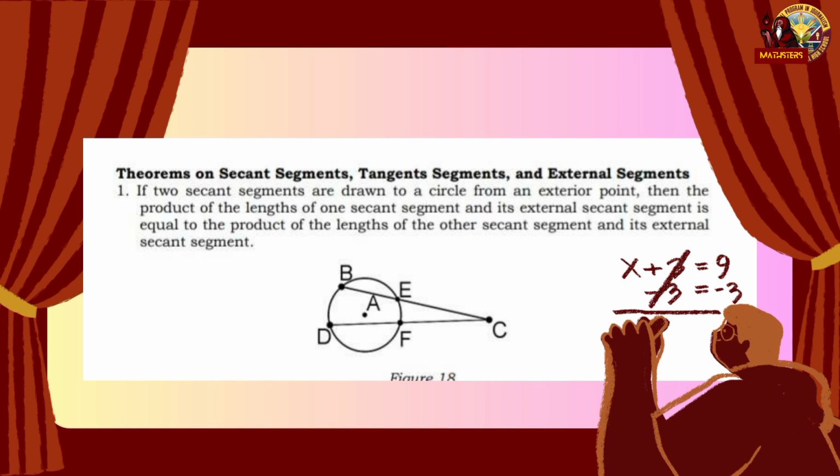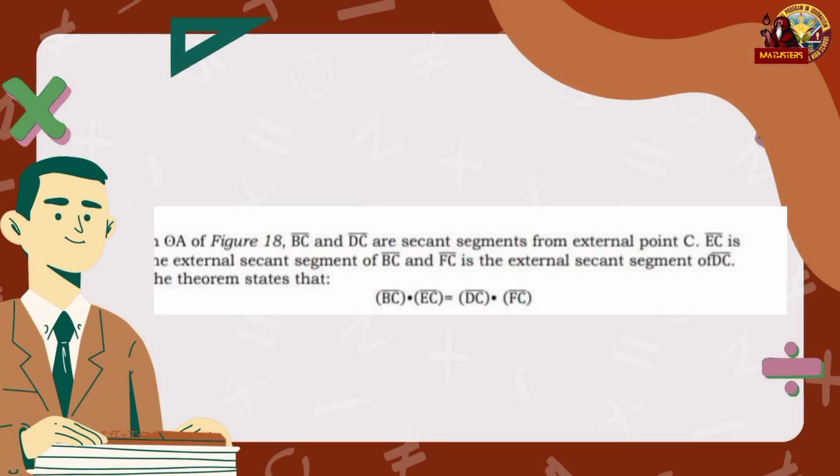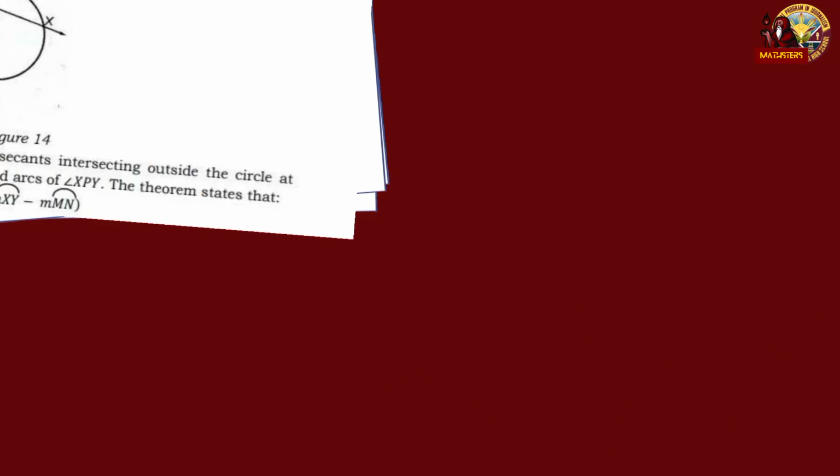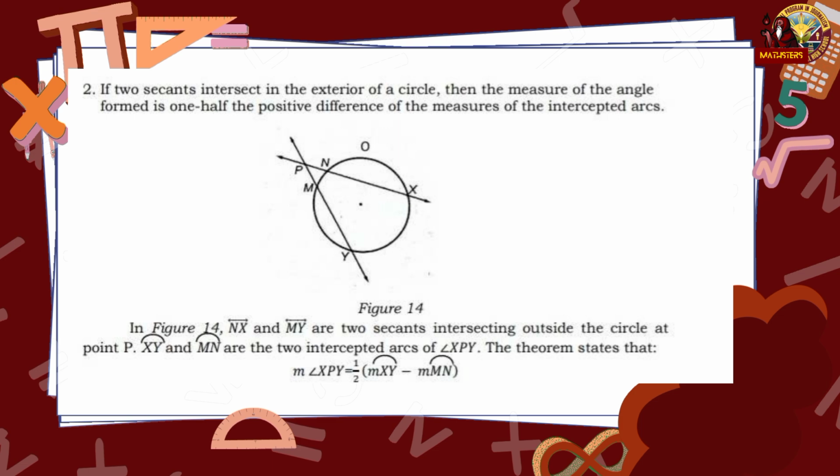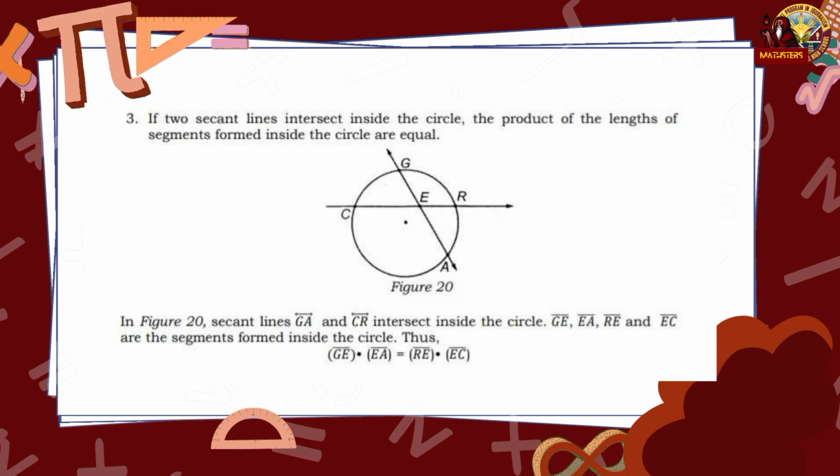Number 1. If two secant segments are drawn to a circle from an exterior point, then the product of the lengths of one secant segment and its external secant segment is equal to the product of the lengths of the other secant segment and its external secant segment. Number 2. If a tangent segment and secant segment are drawn to a circle from an exterior point, then the square of the length of the tangent segment is equal to the product of the lengths of the secant segment and its external secant segment.